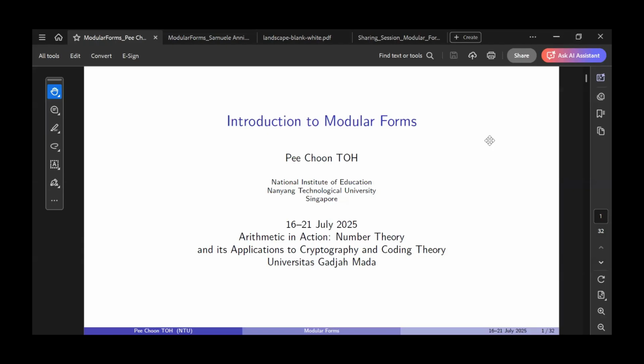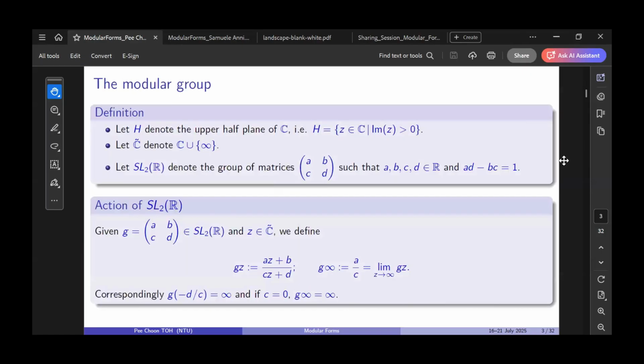So, the introduction to modular form. The definition first: let H denote the upper half plane of the complex numbers. In essence, it is the set of all z in C such that the imaginary part is positive. And then let C-infinity denote C union infinity.